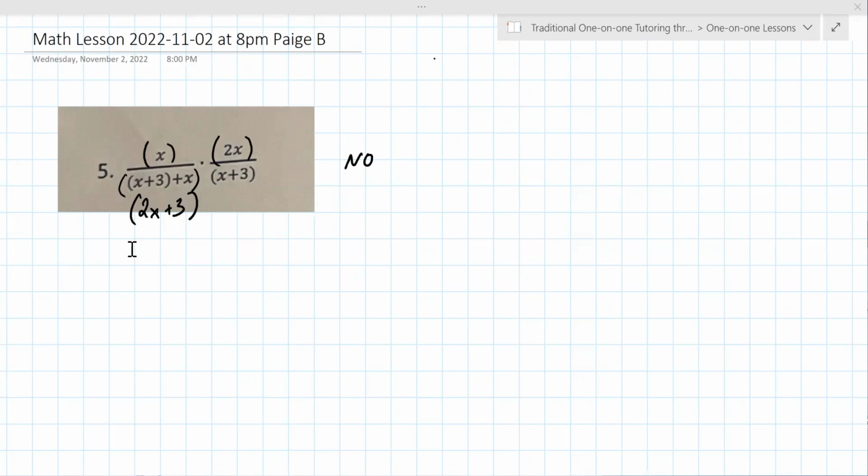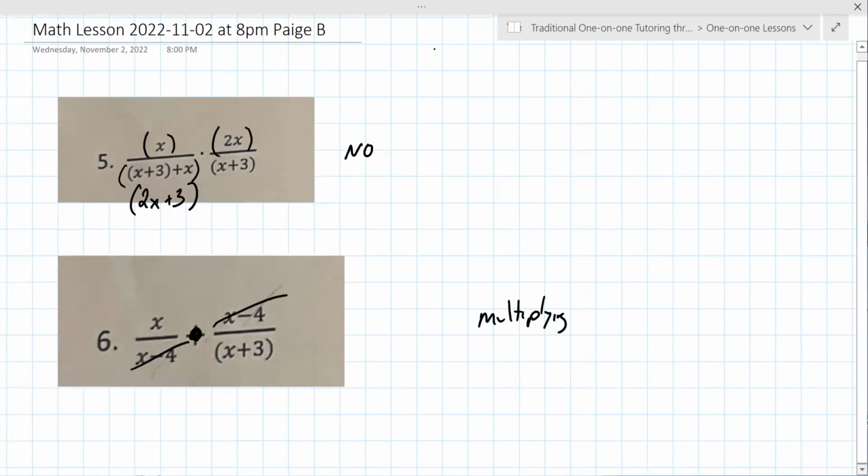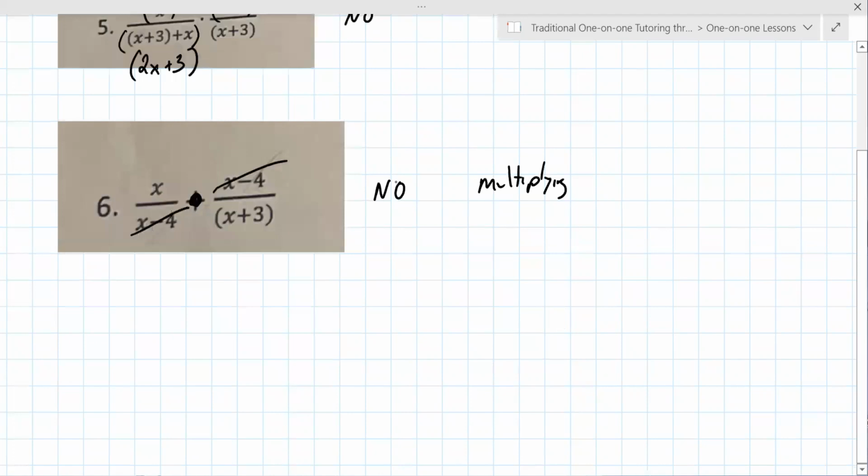So for number 6 here, the cancellations only occur when you're multiplying. You have to be multiplying, not adding or subtracting. So if this were a multiplication in the middle, yeah, these would cancel. But since it's not, you can't cancel those. So this one is actually also a no.